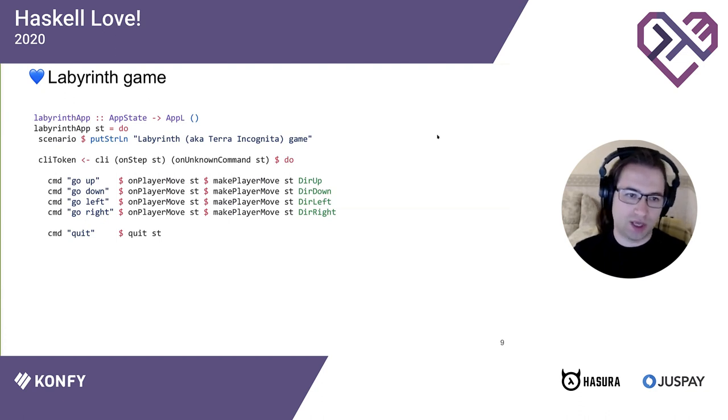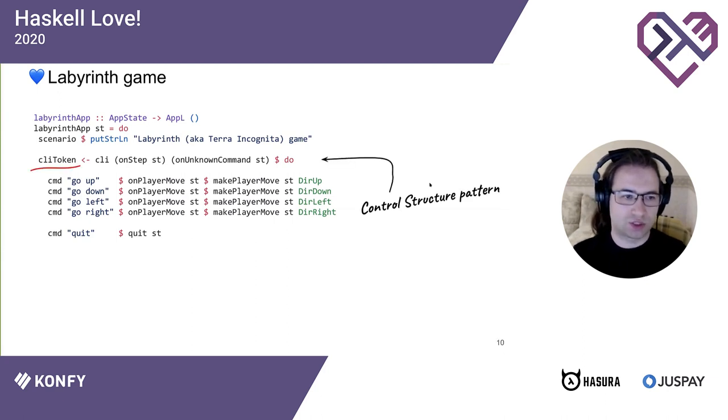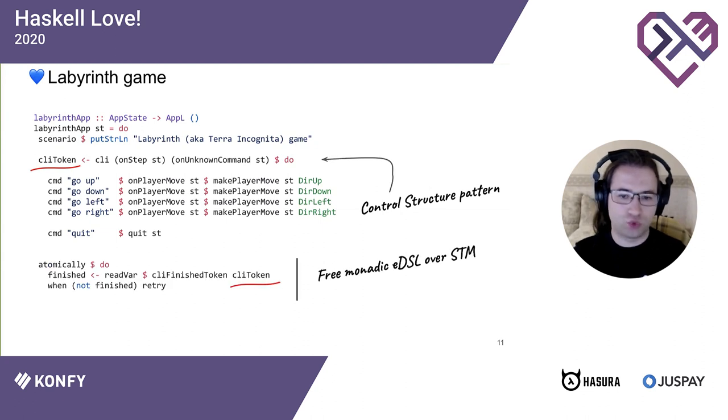For example, it has a subsystem which I call CLI, command line interface, actually. And this subsystem allows you to declare your command line interface. For example, commands go up, go down, which makes sense for this labyrinth game. You can walk around the labyrinth and you can interact with the world around. And what's interesting here is that once we can declare this command line interface, I call it the control structure pattern, we also can interact with this command line interface.